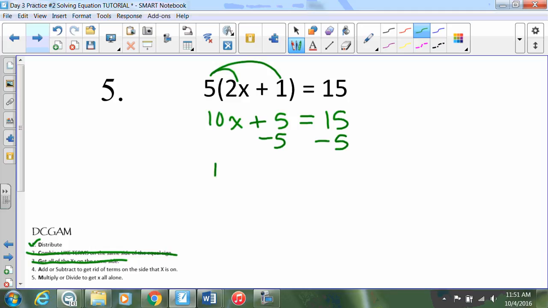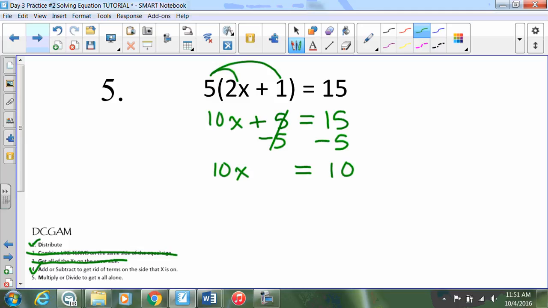So then I bring down my 10x. I didn't do anything to that. 5 minus 5 is 0. I could write plus 0, but I'm not going to. I'm going to pull down the equal sign, and 15 minus 5 is 10. I'm almost there. So I subtracted to get rid of terms on the side that x is on.